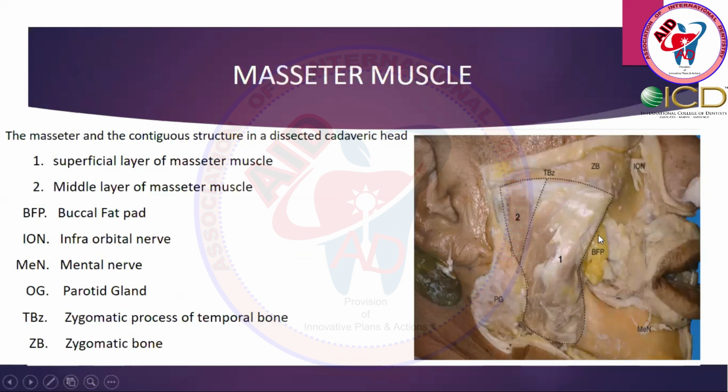This portion is the buccal fat pad. It is present just anterior to the masseter muscle. This is the infraorbital nerve, and that is the mental nerve. Here you can see the parotid gland, and then its orientation: this is the zygomatic process of the temporal bone right here, and that is the zygomatic bone.